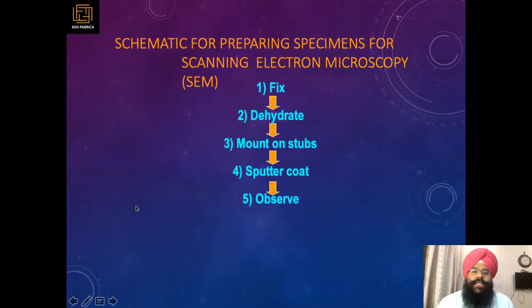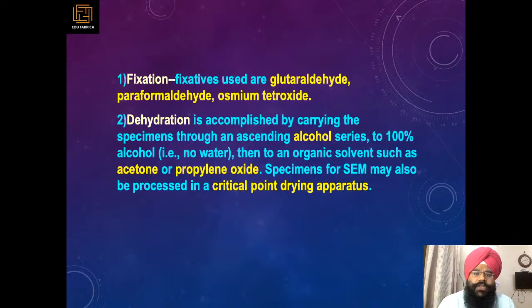This is for the SEMs. You fix them, dehydrate, mount on the stubs, sputter coat, and observe them. Fixation is usually done with glutaraldehyde, paraformaldehyde, or osmium tetroxide. Then you do the dehydration, carrying the specimens through an ascending alcohol series from 100% to lower concentrations. Then you add organic solvents, that is acetone or propylene oxide. Specimens for SEM may also be processed in a critical point drying apparatus.